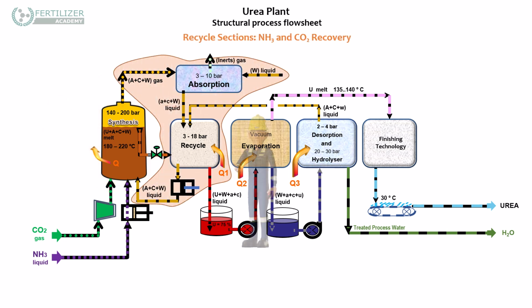Lesson 6. Recycle sections. Ammonia and CO2 recovery. This lesson covers the recycle sections of a urea plant, where unreacted ammonia and carbon dioxide are recovered and returned to the synthesis loop.